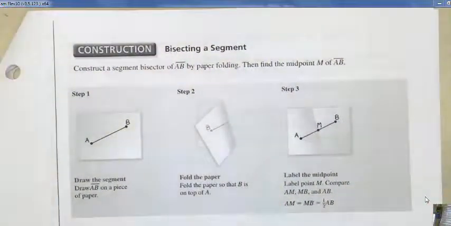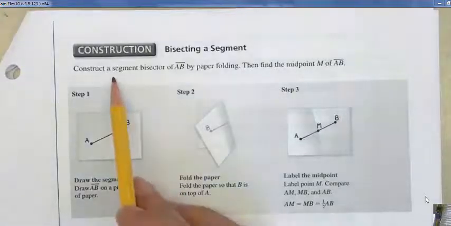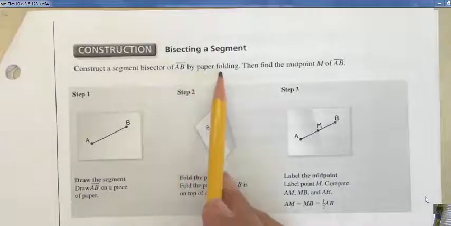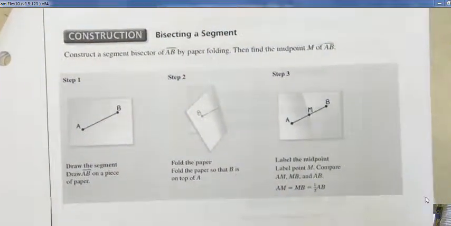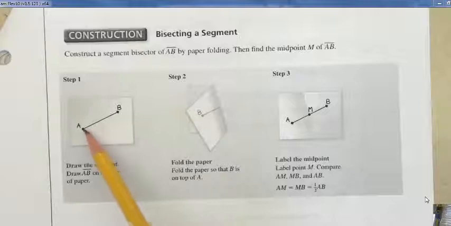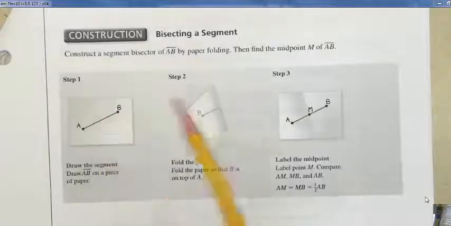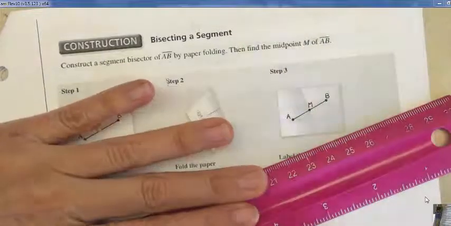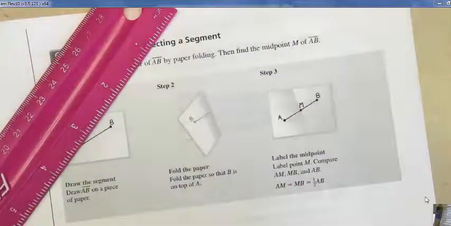Okay, this will probably be the easiest construction that you do. You're going to construct a segment bisector of segment AB by paper folding. Then we'll find the midpoint. So this is super simple. We're going to draw segment AB. So just on my paper somewhere, I'm going to draw the segment AB.